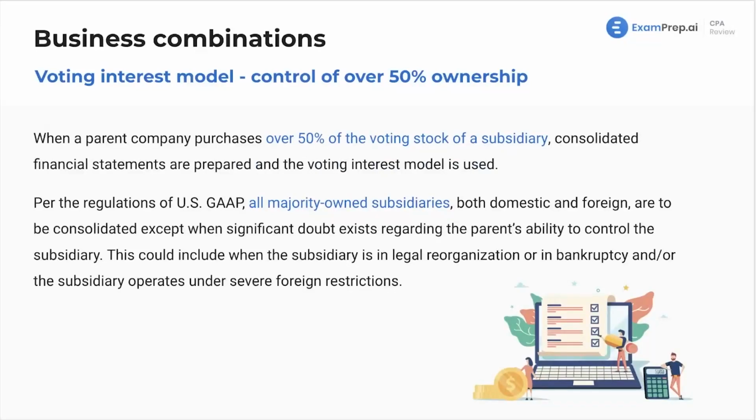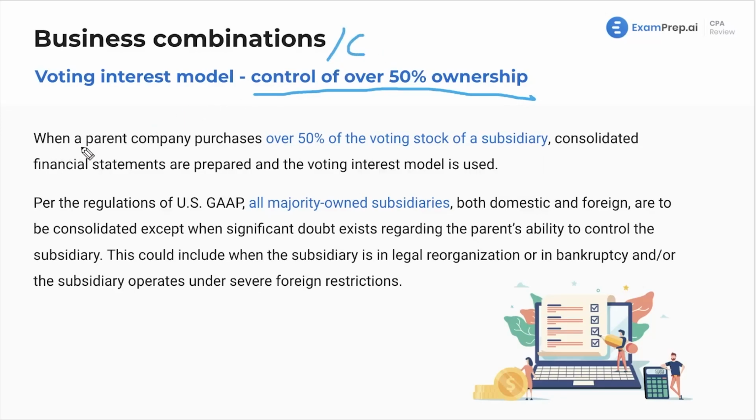Well, let's dive into our voting interest model. This whole business combinations section, what are we dealing with? We're dealing with control, over 50% ownership. Now, this is when you're going to consolidate, right? Another name for this whole section is consolidations.